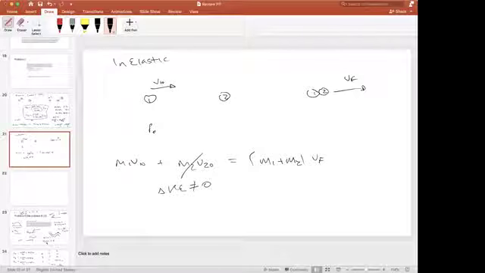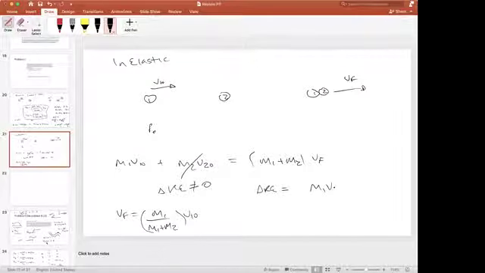And the reason why that is, you can see that V final is going to be M1 over M1 plus M2 times V1 initial. And so the change in kinetic energy will be M1 plus M2 times V final squared over 2, minus M1 V1 initial squared over 2. And this will always be less than this because you're dividing by M1 plus M2. So you know that the change in kinetic energy is always negative when things stick together.